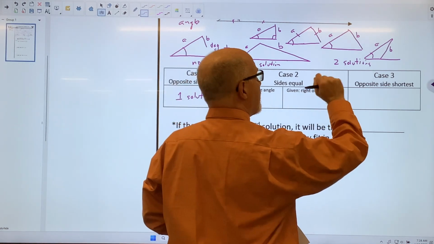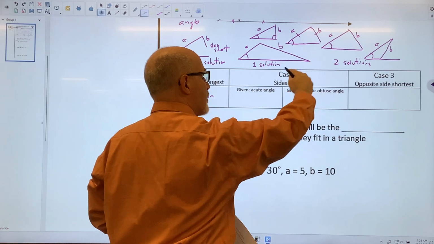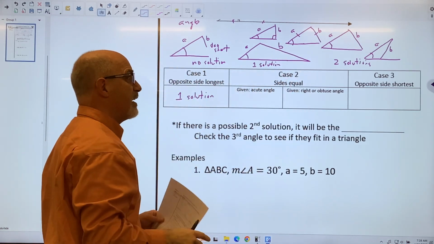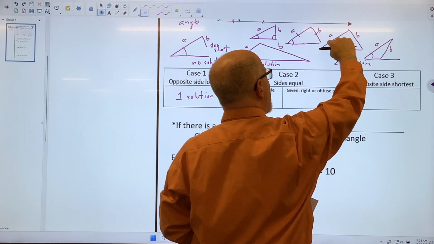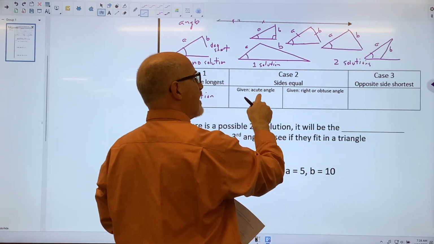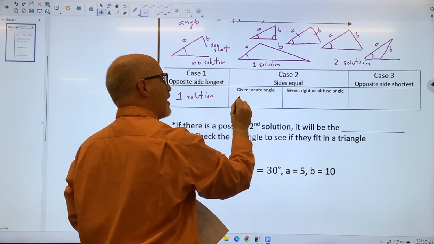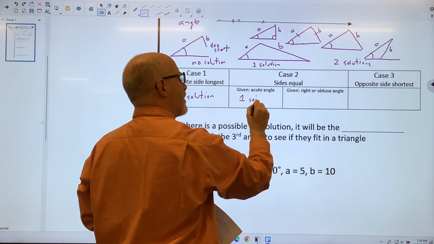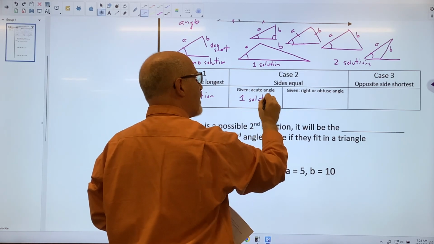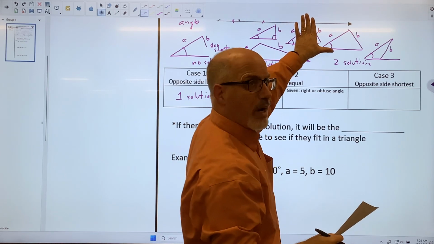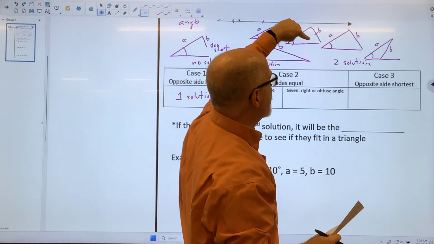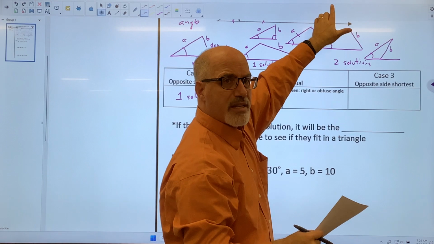That would be if we have this possibility here where it swings and it doesn't hit on the other side. If the sides are equal here, these two sides are equal with that angle, if you're given an acute angle like this, you're going to get one solution. Now, what if that given angle is a right angle? When that B swings over, it will never hit the opposite side.